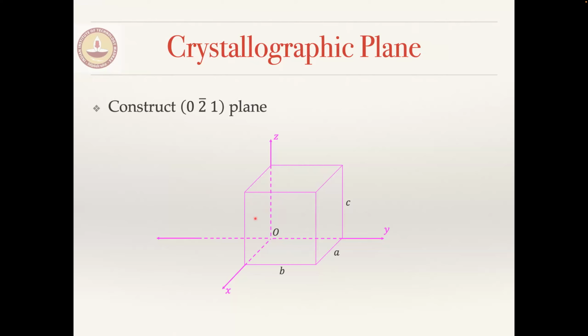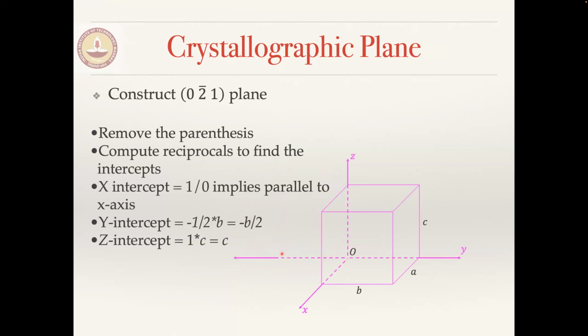Minus 1/2, and 1 on z. It is outside the box from the left side. That is minus b by 2, right? And it is parallel to the x-axis. Are you able to see that? Yes, sir.